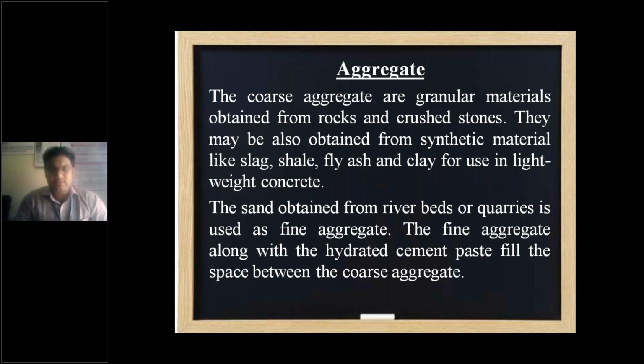Along with that, coming to fine aggregate, we regularly use the sand which is obtained from riverbeds or quarries, which we call robo sand. This is going to be used as a fine aggregate, right? Here the fine aggregate, along with the hydrated cement paste, is going to fill the space between the coarse aggregate. So by that I can say aggregate is used as a pillar material in the concrete.